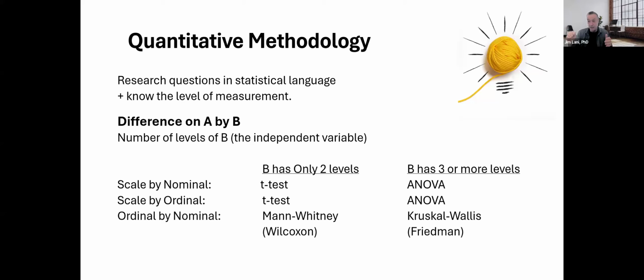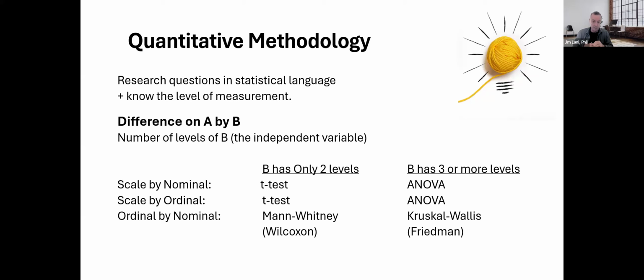Now, if B has 3 or more levels, are there differences on test scores by 3 or more levels? Male, female, non-binary, okay? That's out there, right? So now we're into ANOVA land. Once you have 3 or more levels and we're looking for differences, we're into ANOVAs. Scale by ordinal, you can still do a t-test if it was time 1, time 2, or ANOVAs. You can still use those as grouping variables.